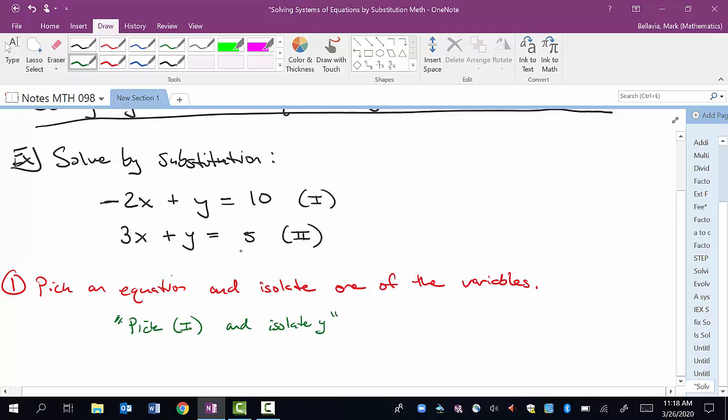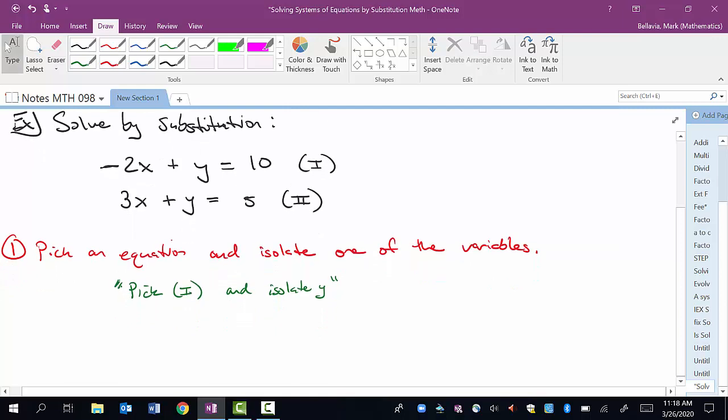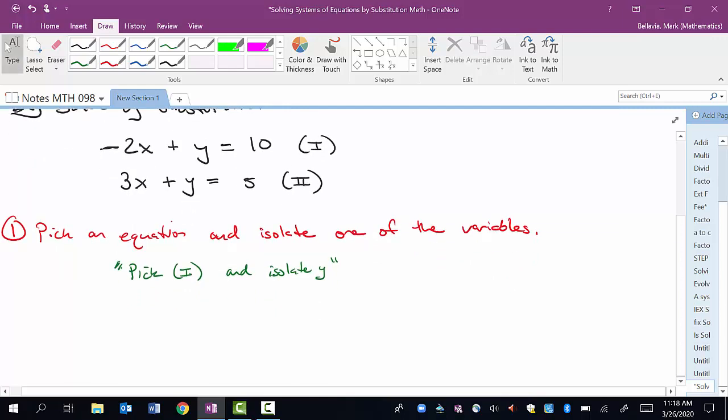So you could have picked equation 2. It doesn't matter which equation you pick. You could also pick to isolate either variable. The reason I'm picking to isolate y is because I notice the coefficient's already 1. So it's easier to isolate that than it is to isolate something that doesn't have a coefficient of 1. And you'll see that through some other examples as well. So I'm going to pick equation 1 and I'm going to isolate y. So equation 1 was negative 2x plus y equals 10. In order to isolate y, get y alone on one side, I'm going to add 2x to each side. So I end up with y equals 2x plus 10. Remember, the sign of the 10 is positive because 10 was positive, so it's a plus 10. Positive 2x makes that plus a positive 2x there.